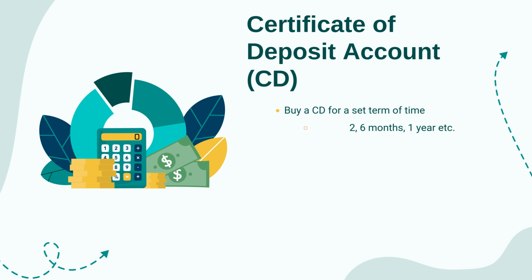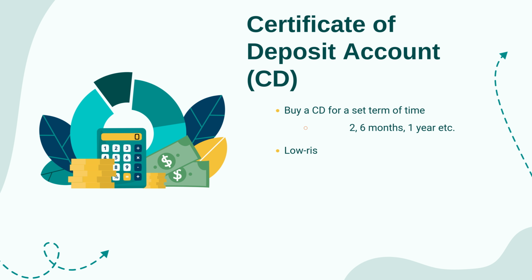So let's say I have a CD which is 10% interest and I put in $1,000, and let's say it's 1 year. This means that after 1 year, they'll give me my $1,000 back plus 10% in interest, which in this case would be $100. So in total, after that 1 year period, they'll give me back $1,100.